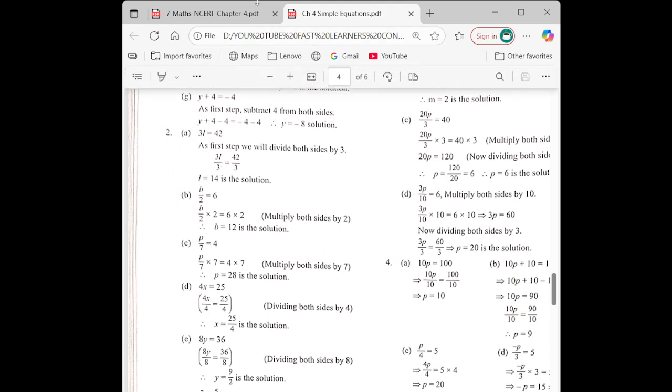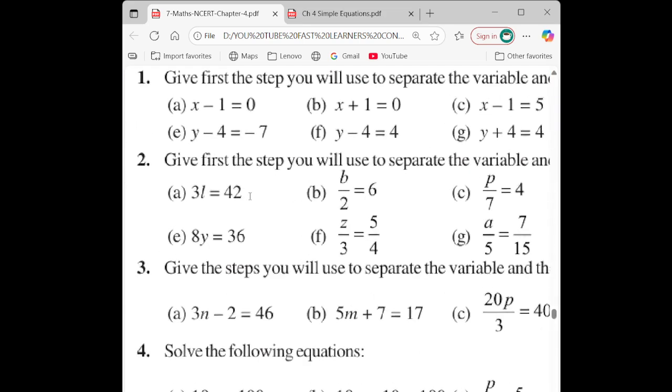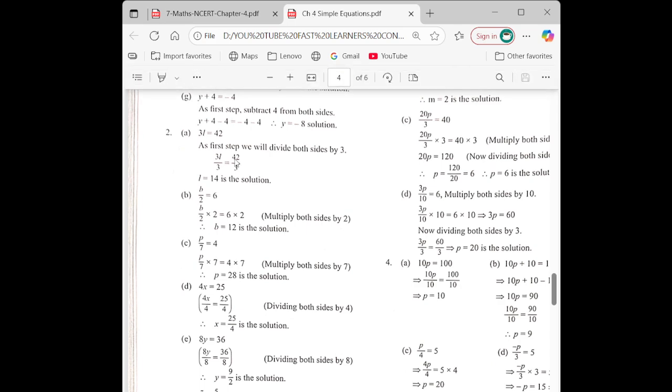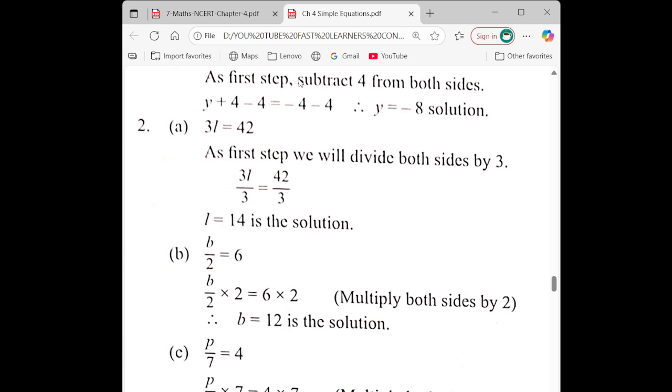See, second question also. Here 3L equal to 42 is given to you. Now this is about the division and multiplication. So how will you find out what is L? A very simple answer is, here 3 is given in multiplication of L, so divide it by 3. This side also divide 42 by 3. So you know 14 3s are 42. So L is equal to 14. This is the answer. See, I'll show you here. Here, check. L is equal to 14.